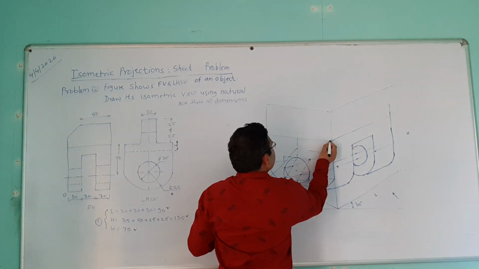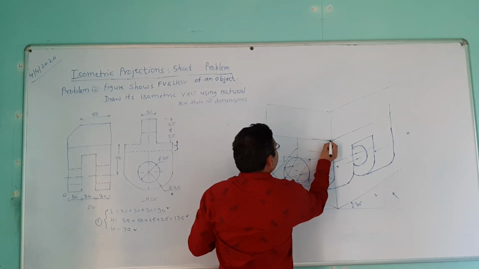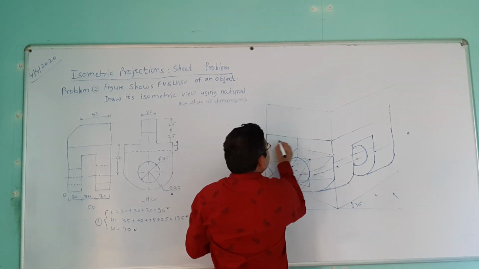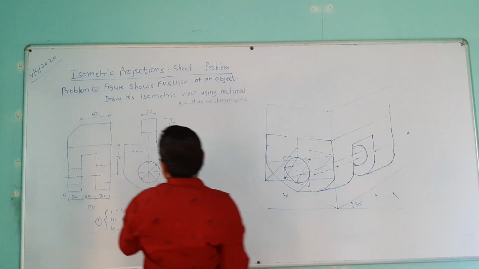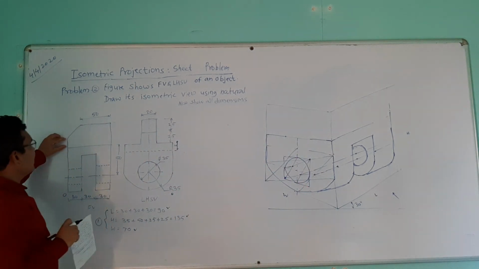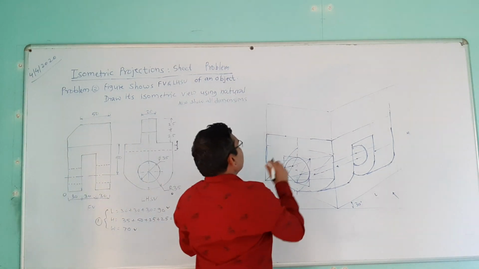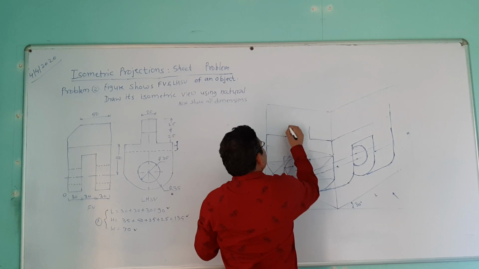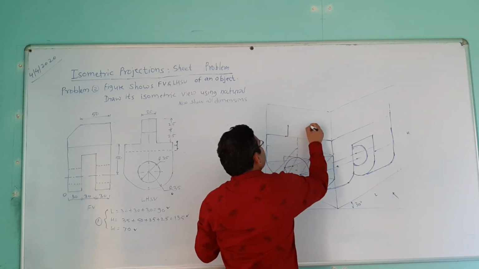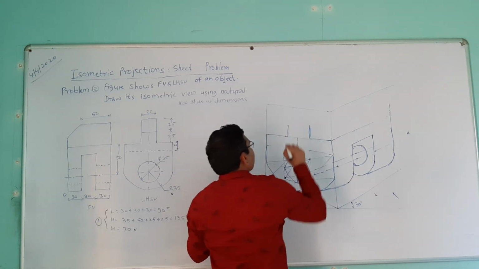So from this side you draw a 25 mm. From this side you draw a 25 mm and get this point, and draw a vertical of height 25. So here the height is given, 25. So draw a vertical of 25. So here is 25.